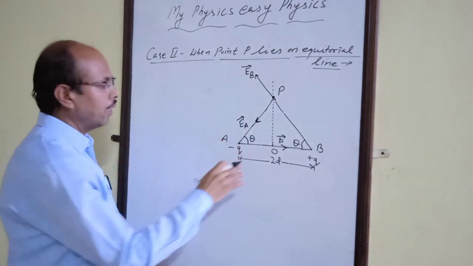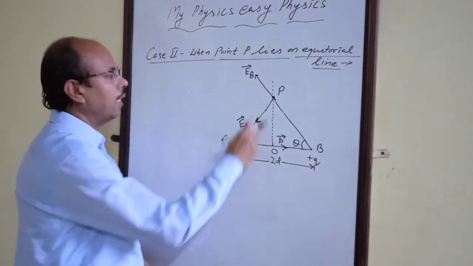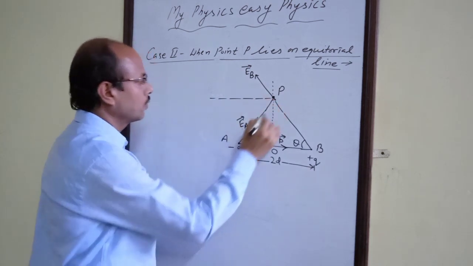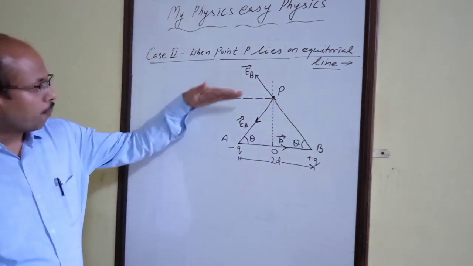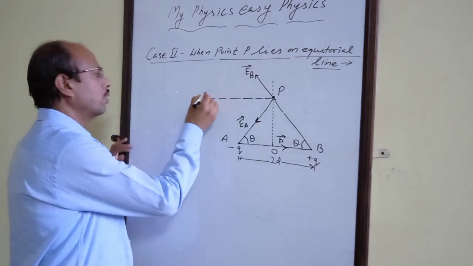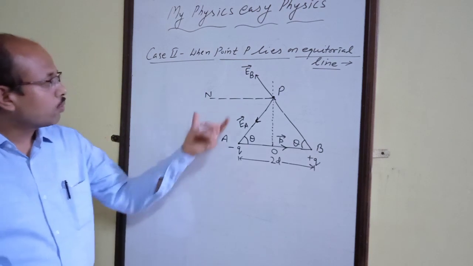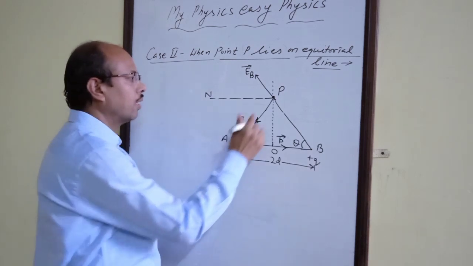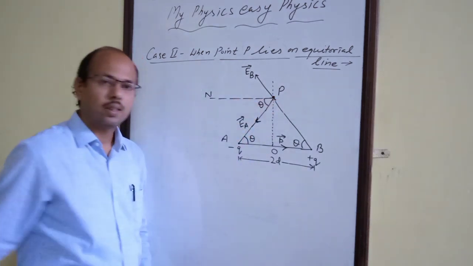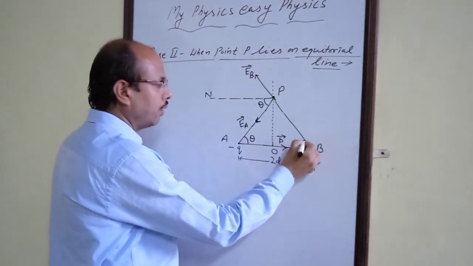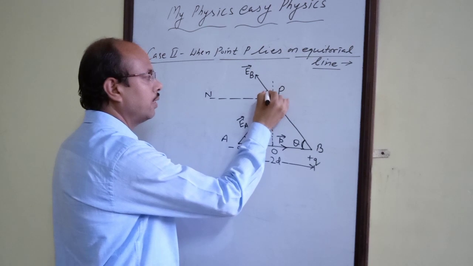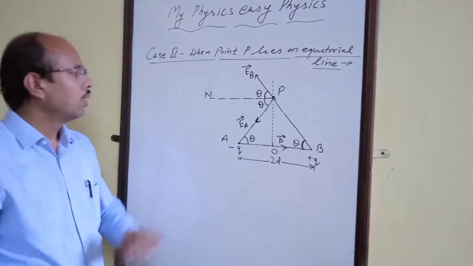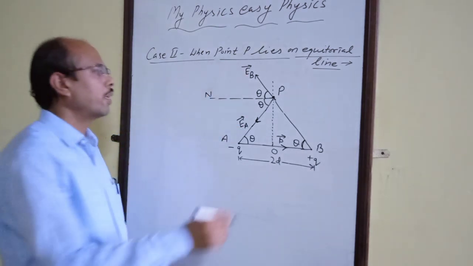Now I am drawing one line parallel to AB and passing through point P. This line we have considered as parallel to AB. Let us suppose this point is N. Since PN and AB are two parallel lines, this angle is theta, therefore this angle will also be theta. And at point B the angle is theta, therefore at point P this angle will also be theta. After obtaining these angles, we can easily resolve these two vectors into perpendicular components.